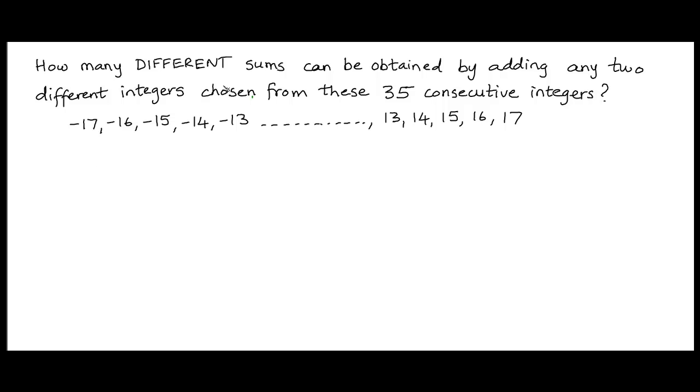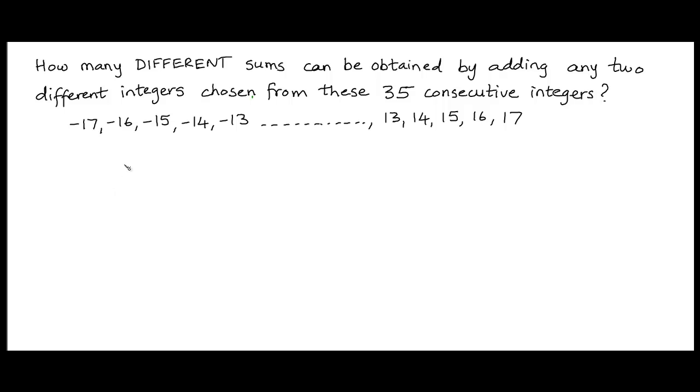How many different sums can be obtained by adding any two different integers chosen from this set of 35 consecutive integers from -17 to +17? So we are interested in the number of different sums that can be obtained. And the way we obtain a sum is by picking two integers from the given set.